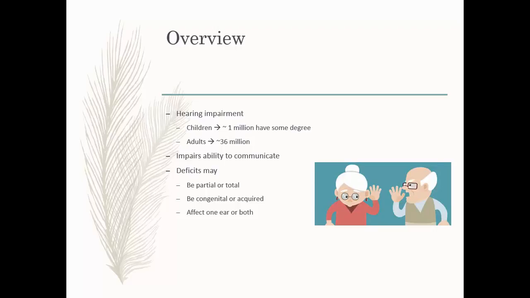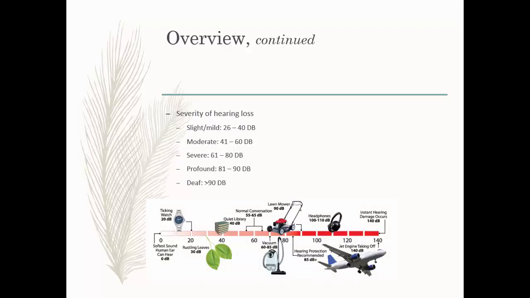Hearing impairment does impair their ability to communicate. The deficits may be partial or total, congenital or acquired, and it can affect one or both ears. Looking at the severity of hearing loss, slight to mild hearing loss is 26 to 40 decibels. Some speech sounds are difficult to perceive at this state. And moderate hearing loss is 41 to 60 decibels. Most normal conversational speech sounds are missed.